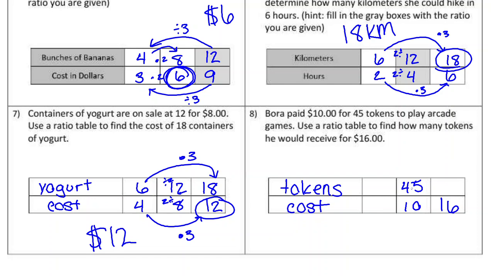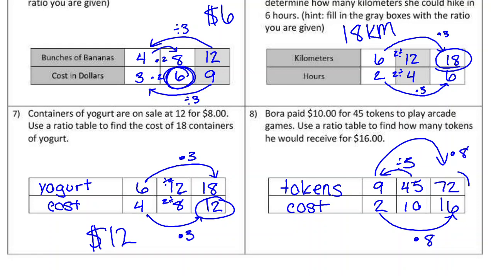So this is one where you're going to have to divide and then multiply to go forward. I can divide by 5 here, and I get 9/2, and then I can take the 2 and multiply it by 8. 9 multiplied times 8, and I get to 72 tokens.